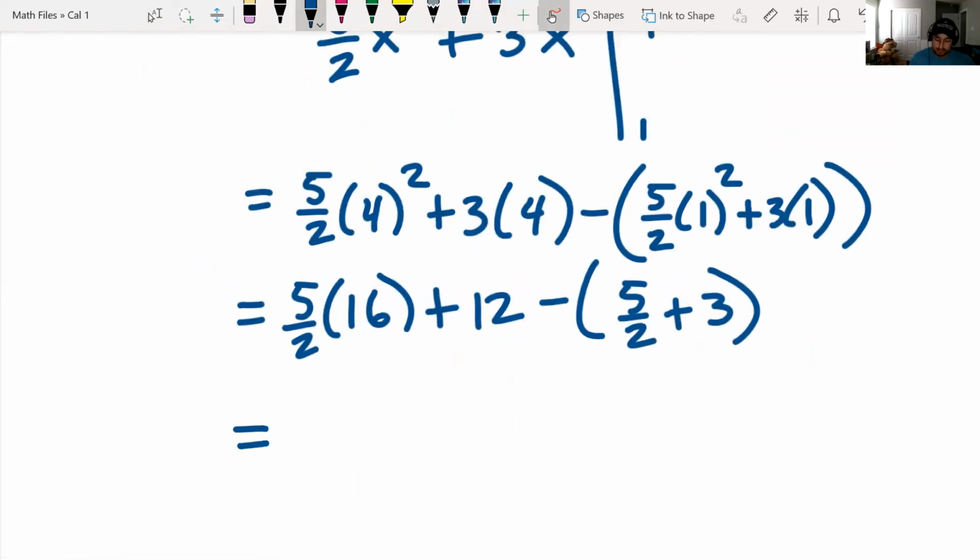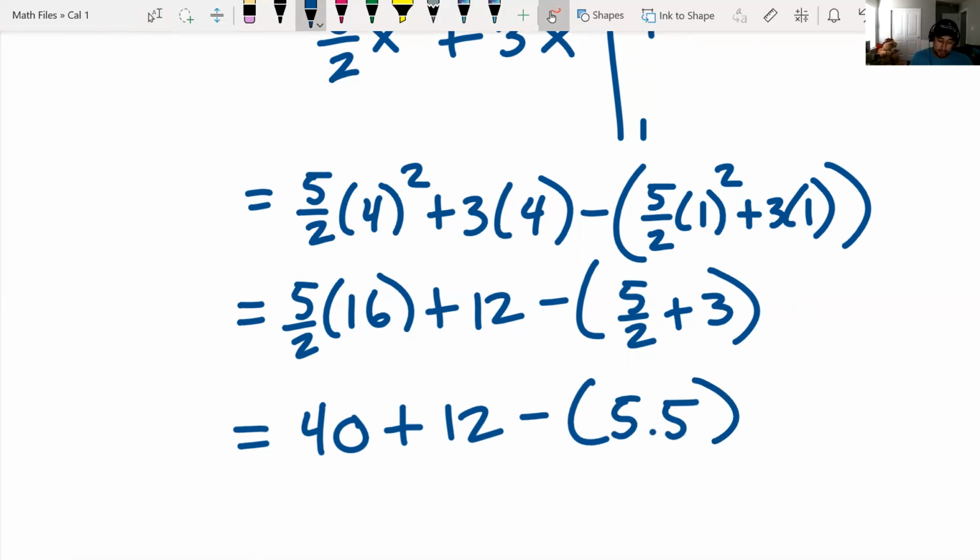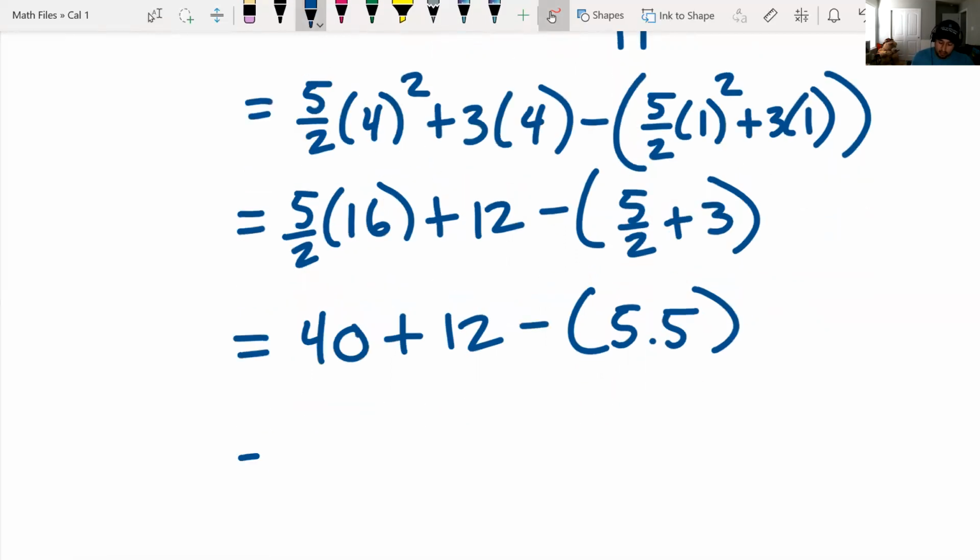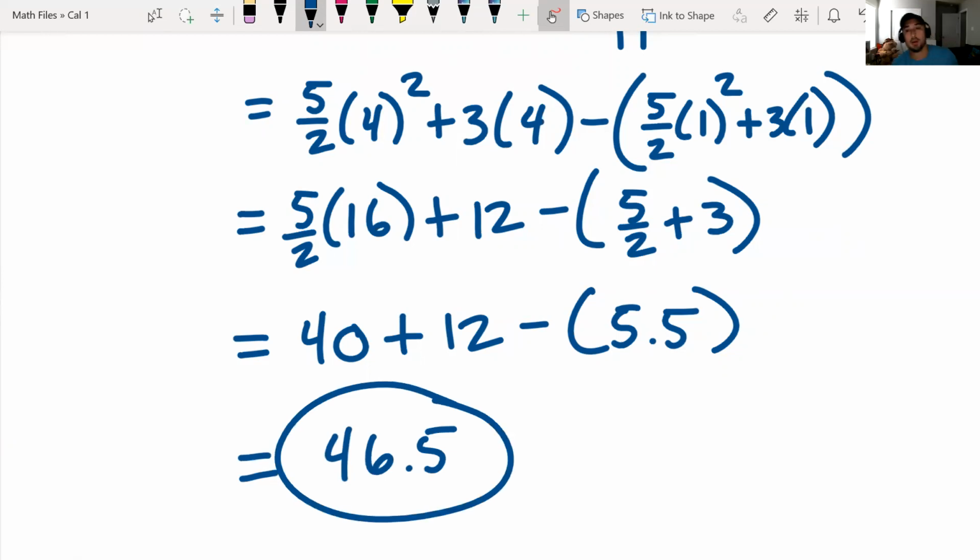So 5 halves times 16, that's 2, that's 8, that's 40. That's 40, right? Yep. 40 plus 12 minus this, I'm going to change into decimal. That's just 2.5 plus 3. So 5.5. And then 52 minus 5.5, 46.5.